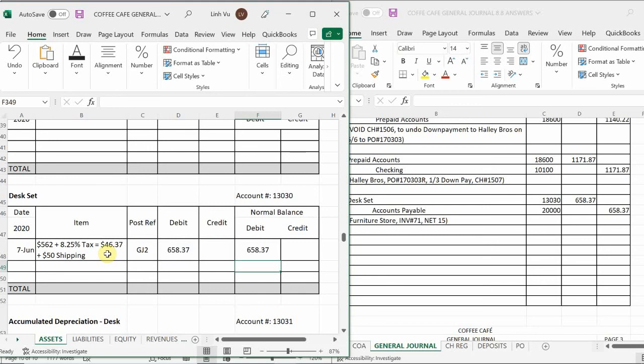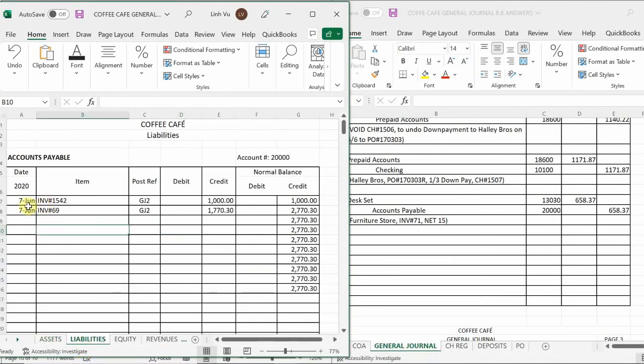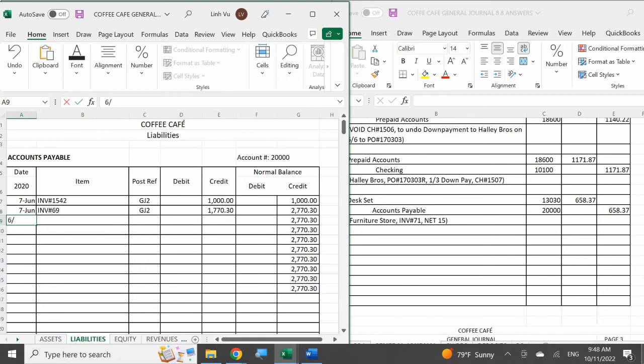And because now you didn't pay for it right then and there, you now owe more money, right? You decided to put it on an accounts payable. Okay. So there you go, accounts payable account. It's the 7th, invoice number 71. Still on our very page 2 here, we're at the bottom. And now I increased my accounts payable by $658.37. Okay? So therefore, you now owe $3,428.67.